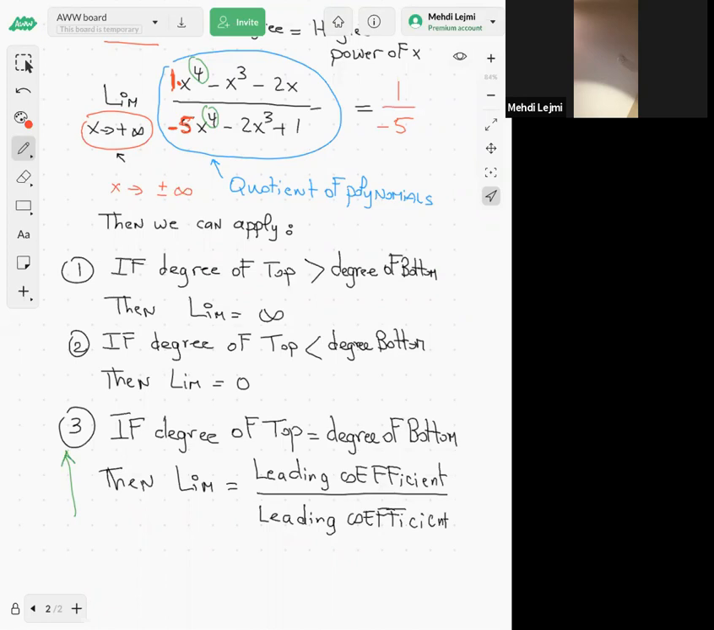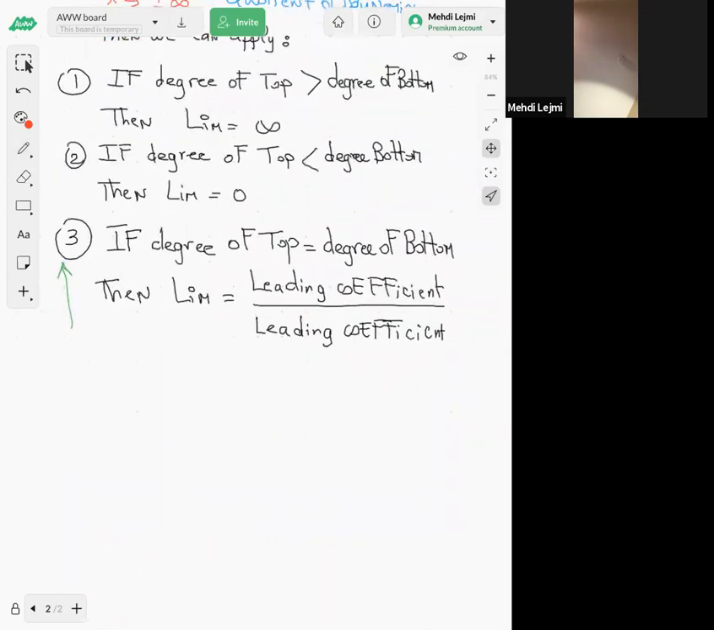Okay. Again, this is when the highest power in the top is equal to the highest power of x in the bottom, right? And again, guys, you can only apply this rule when your x is going to infinity. If x doesn't go to infinity, we cannot apply this rule, okay? So for example, this is example number 2.